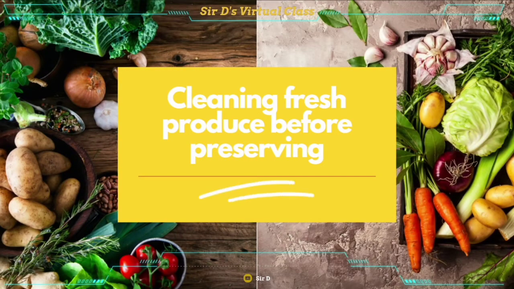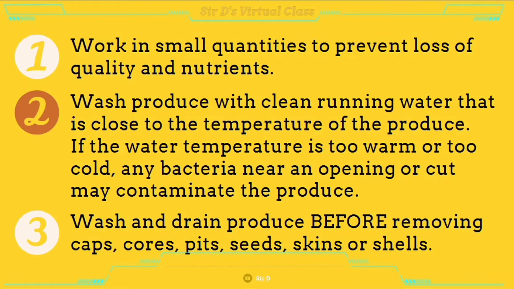Cleaning fresh produce before preserving. Now, first is work in small quantities to prevent loss of quality and nutrients. It is a much more practical way if this is done properly. Number 2, wash produce with clean running water that is close to the temperature of the produce. If the water temperature is too warm or too cold, any bacteria near an opening or cut may contaminate the produce. So be mindful of that.